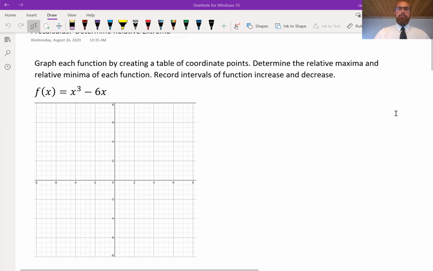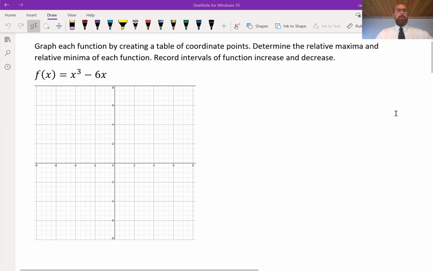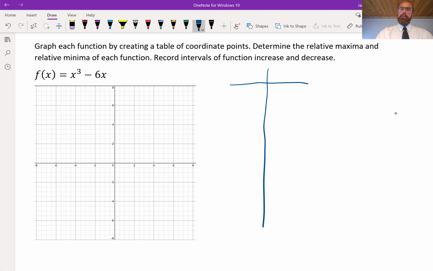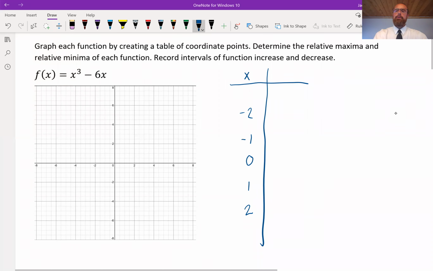Well, first things first, let's graph the function. So as we've been doing, to graph a function, we want to begin by creating a table of coordinate points. So like we've seen in past examples, we're going to put our x values in that left column. And to keep things centered, I'm going to start with 0 in the middle and -1, -2 to the left and 1, 2 to the right. Maybe we'll expand it, but that's a good place to start.